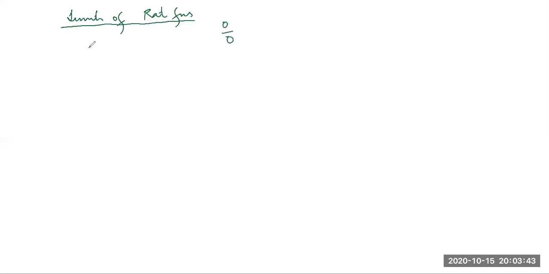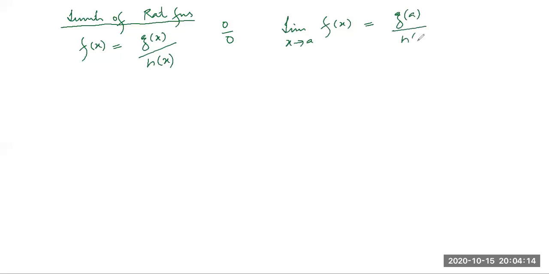So we have already assumed that f of x is a function, and let's say f of x is equal to g of x divided by h of x. Right? Now we want to find the limit. Let's say limit x approaches a, f of x, somehow this is equal to limit x approaches a, g of x divided by limit x approaches a, h of x. So this would be equal to g of a divided by h of a.